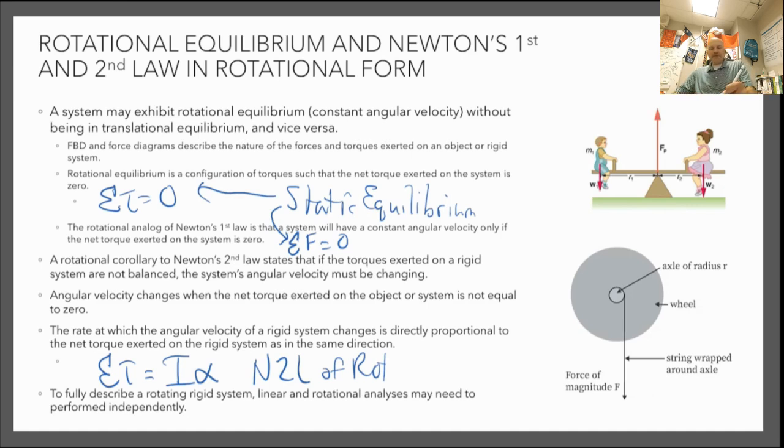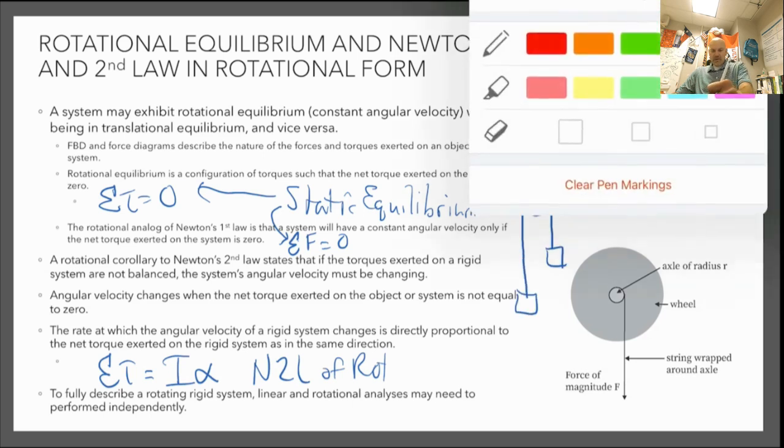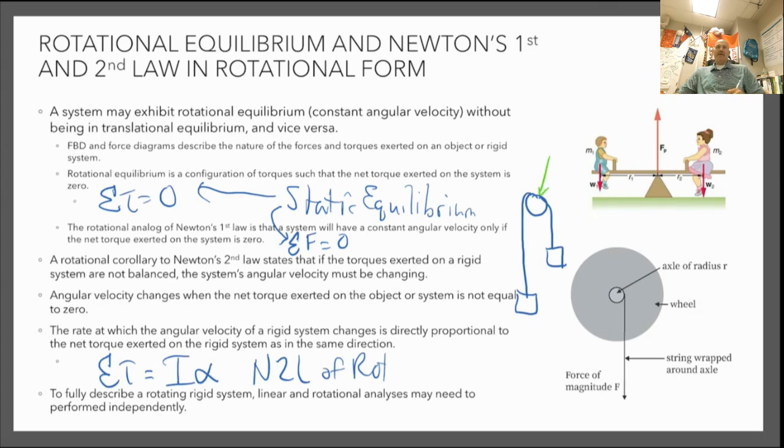Now what happens with Atwood machines, so if I have an Atwood machine, way back in Unit 2, this did not matter. The pulley did not matter. Now here in Unit 5, that pulley will matter, okay? How do you know it'll matter? It'll tell you that it has a mass of something and a radius of something, or it'll give you the rotational inertia of it.